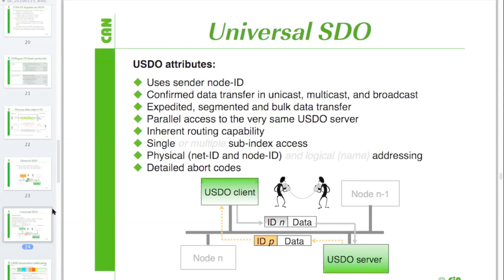So expedited, the minimum USDO transfer, allows us to submit a maximum of 64 bytes of data. However, some of these bytes will be control bytes. We go to this as well. Another thing is parallel access to the very same USDO server. Earlier, we needed to establish several channels between the devices to allow the communication among them beside the default channel. Now there is no need for this. Every single device could start several accesses and access the very same device, but asking completely different things.